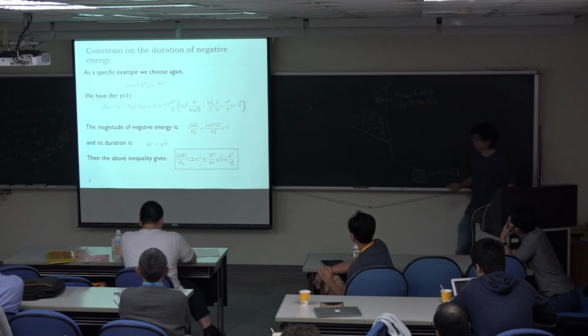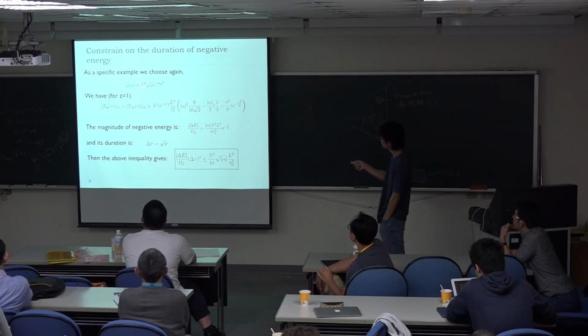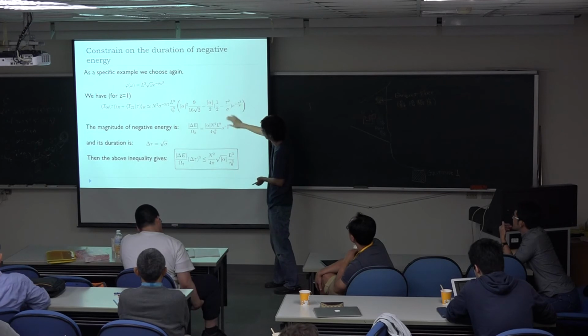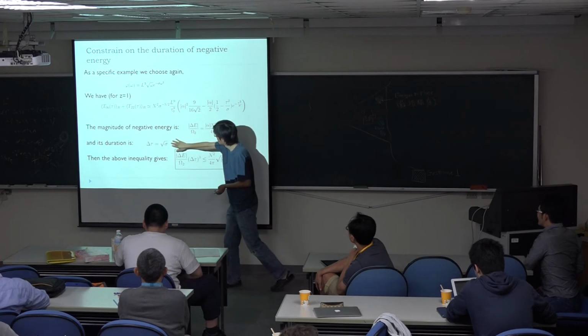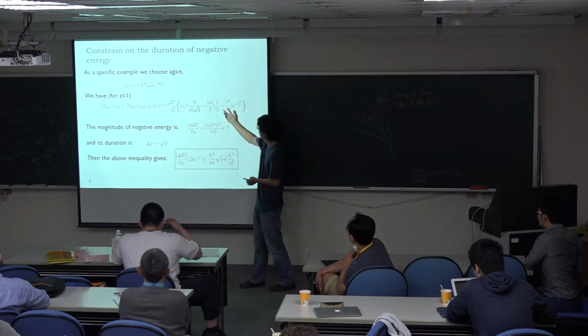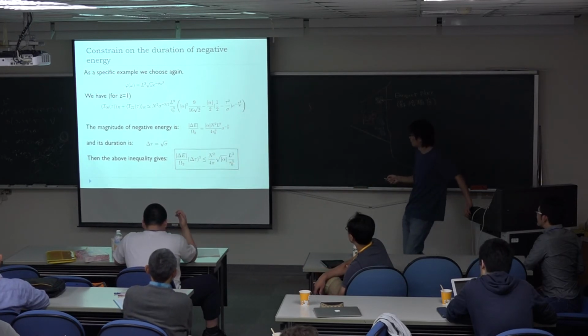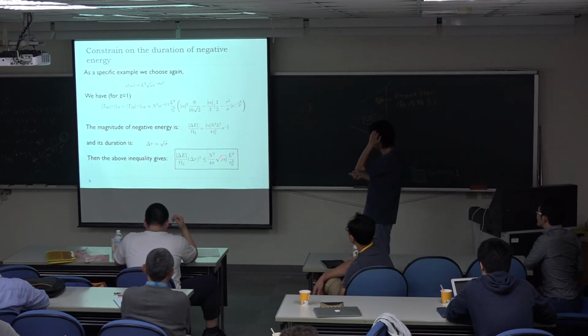And also we put in a particular example we chose before. For this kind of gravitational wave, you get this energy density, and it has a negative part. If you identify the magnitude of the largest value to be the magnitude of your negative energy, then you get this value. The duration of the negative energy can also be obtained from this equation. Then you get this constraint from this energy condition. This is the so-called quantum inequality.